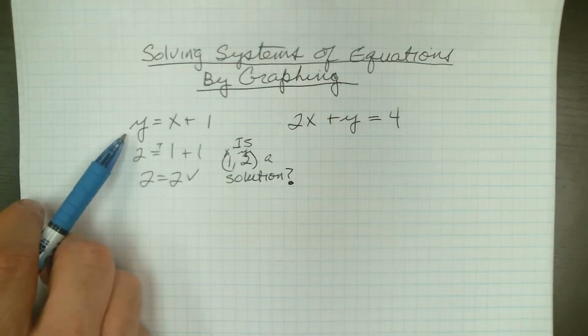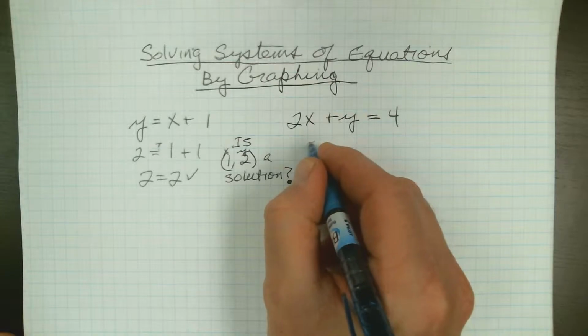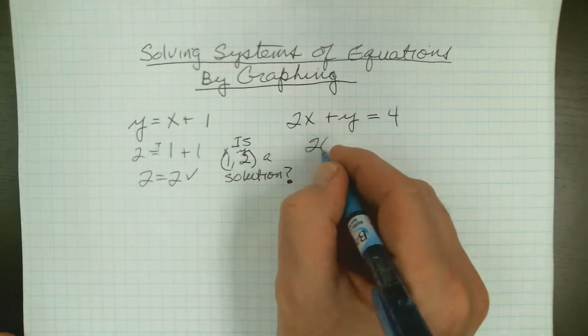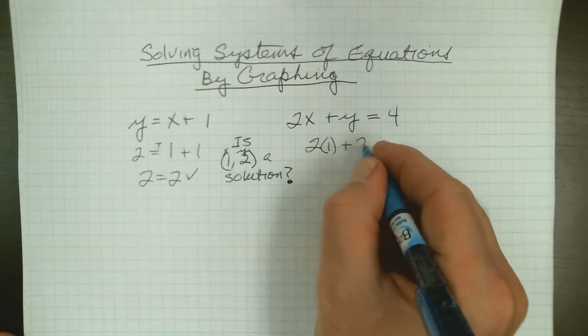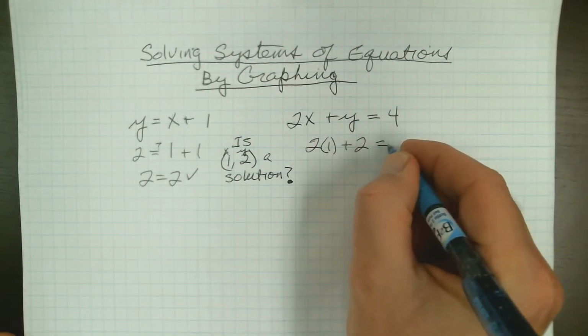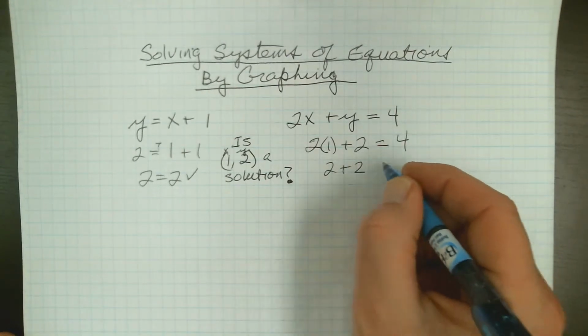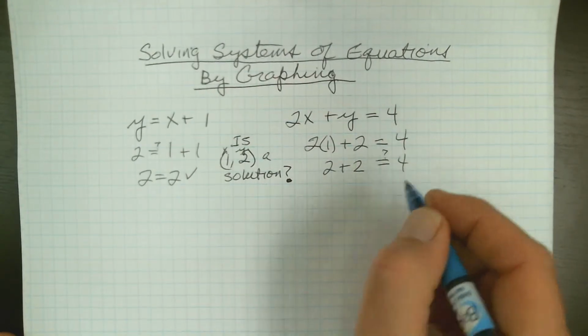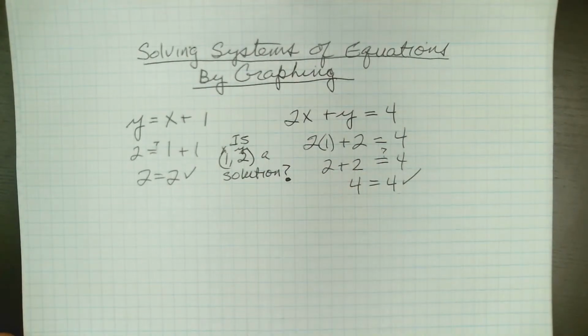Now we have to test whether it's a solution to the other equation. So here we have 2x plus y, and x is 1 and y is 2, and we're going to test whether that's equal to 4. And so we have 2 plus 2 is equal to 4, and 4 is equal to 4. So yes, this is a solution.